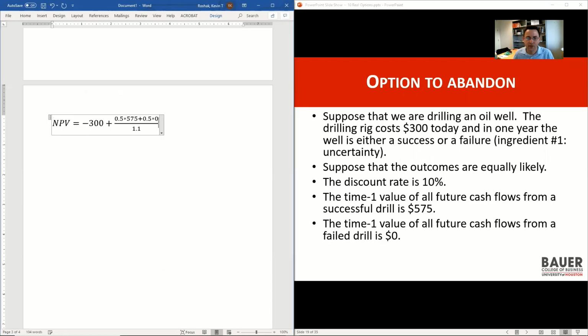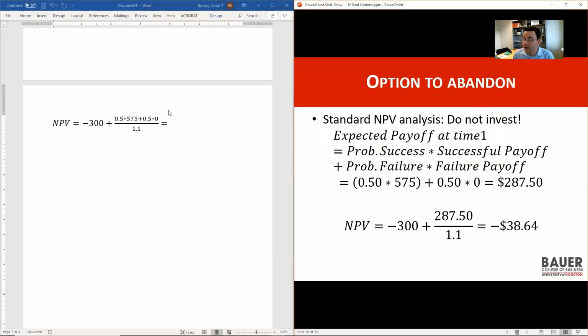With a discount rate of 10%, we're left with the following. Okay, this would be our NPV. You calculate that, what's half of 575 discounted by 1, and you get an NPV of minus 38.64. This should be familiar, just an expected cash flow, throw it into an NPV calculation. Our baseline analysis would be, this is a bad project, negative NPV, don't take it.